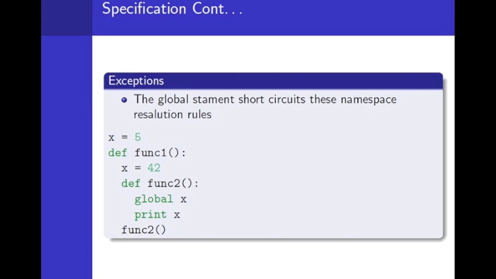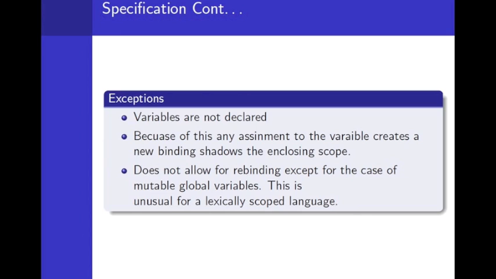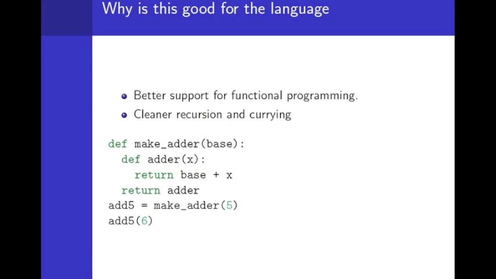The second one is global. The global statement will short circuit these namespace resolutions. Like in this example, if you say global x, it'll actually print 5 instead of 42. And the third exception is that because variables are not declared, any assignment is seen as a new binding. So this doesn't allow for rebinding, except for the case of mutable global variables, which is unusual for a lexically scoped language.